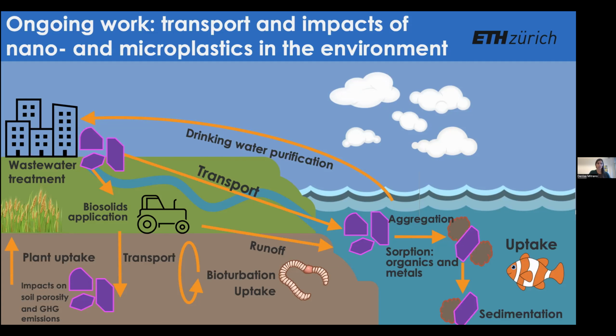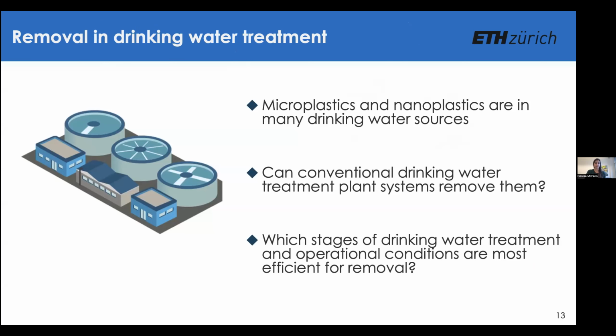So why do we want to look at this removal in drinking water treatment plants? We know that microplastics and nanoplastics are already in many different drinking water sources. And so our question was, can conventional drinking water treatment plants already remove them? Or do we need some sort of upgrade to drinking water treatment plants to have better water? And specifically, which different stages of the drinking water treatment, and which operational conditions of the drinking water treatment plant, are most efficient at microplastic and nanoplastic removal?